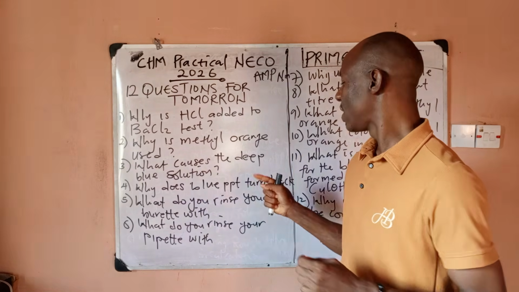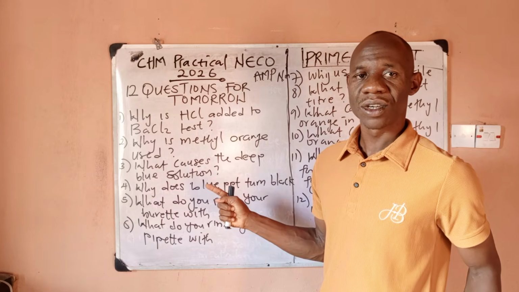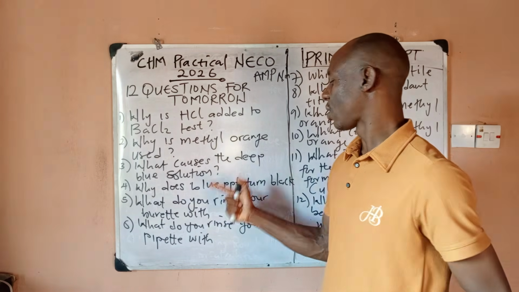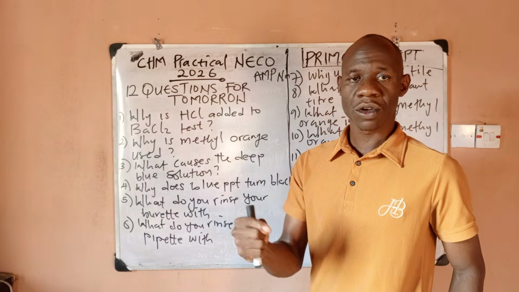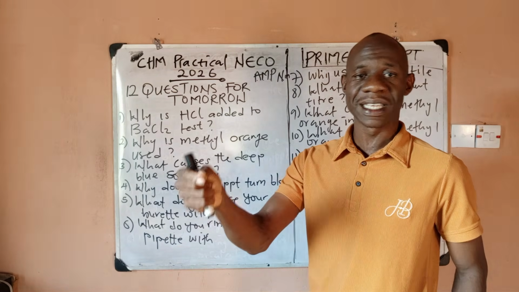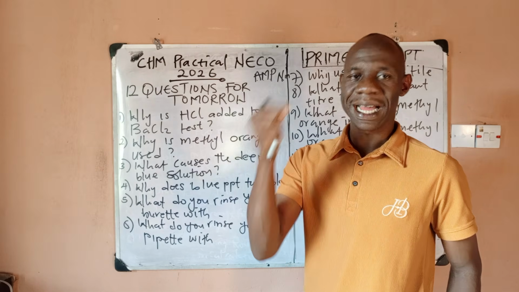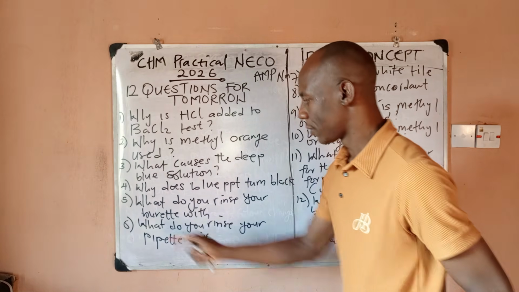Now, when you heat that, what you're going to get is copper oxide, which is actually black. So the reason why it turns black is because your copper hydroxide is breaking down into copper oxide, and copper oxide is black in color. So that is what happens.